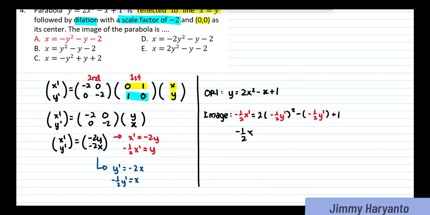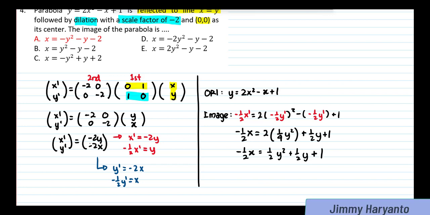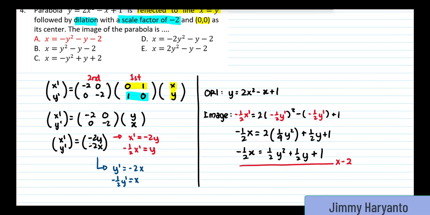Okay, let's simplify it one more time. We have -half x equals 2 times 1 over 4 y squared. When you square it, you will have 1 over 4 y squared, and then this times minus times minus will become positive half y and then plus 1. Simplify it again: 1 over 2 y squared plus half y plus 1. And then the next thing you have to do is to multiply them all by -2. That means this one will be x equals -y squared, and then this one is -y, and then this one is -2. That means the result is A.